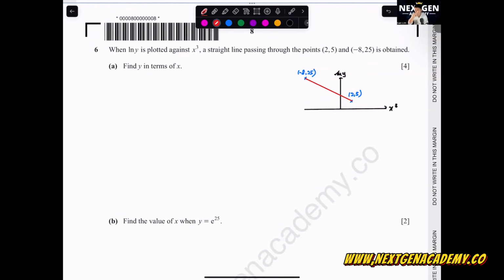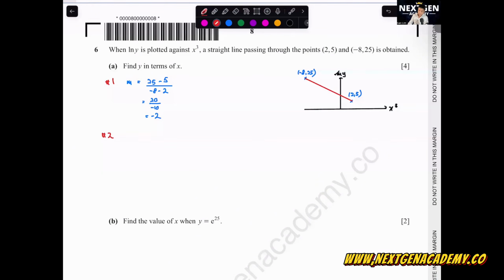So what do we need? We need M and C first. Okay, so step number 1. When we do step 1 and step 2, don't go and change it to the ln y and x cubed first. So I want you all to find what is your M. y2 minus y1, so 25 minus 5, over x2 minus x1, so minus 8 minus 2. This will be 20 over negative 10, which is negative 2.